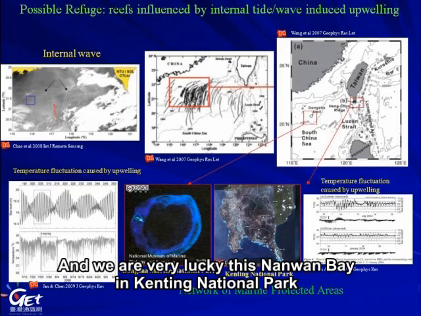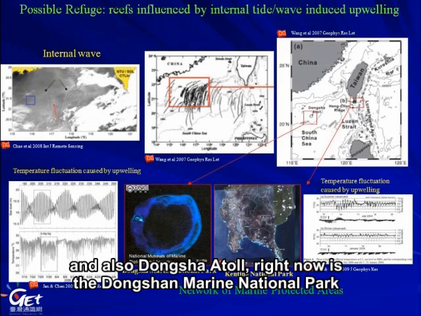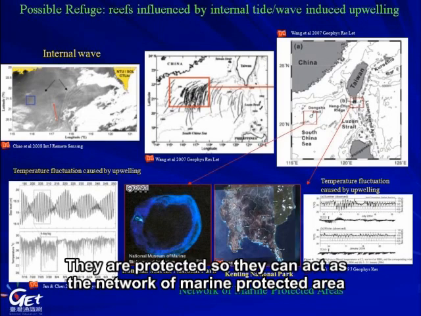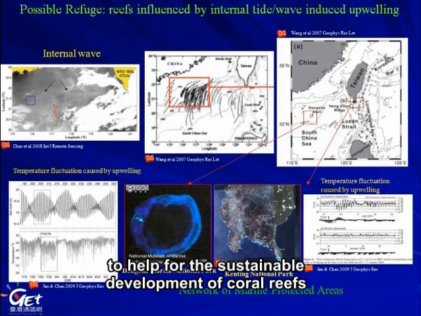And we are very lucky: Nanwan Bay in Kenting National Park and also the Dongsha Atoll, right now the Dongsha Marine National Park, are protected, so they can act as a network of marine protected areas to help with the sustainable development of coral reefs.